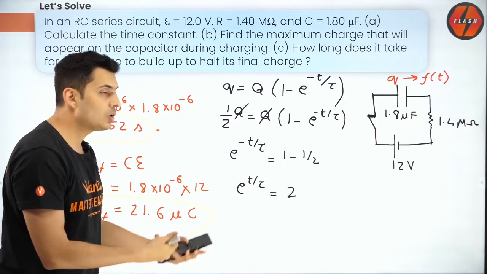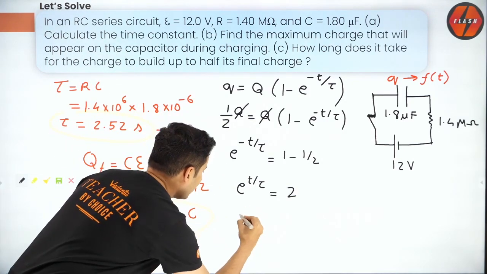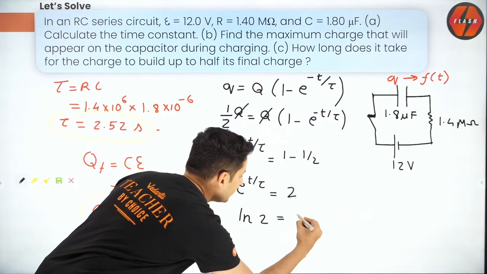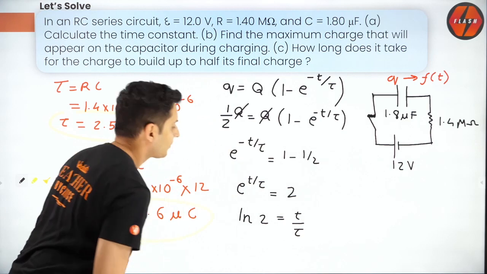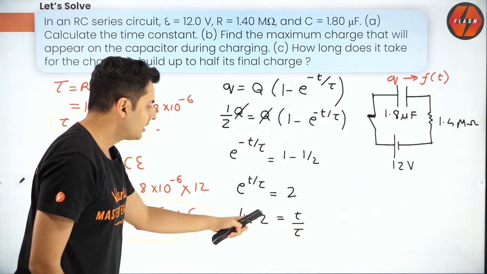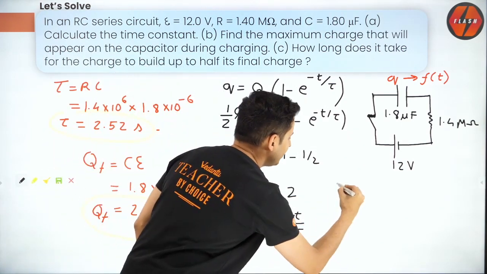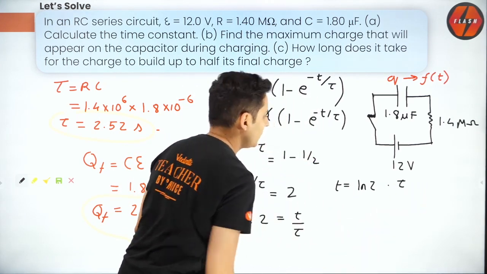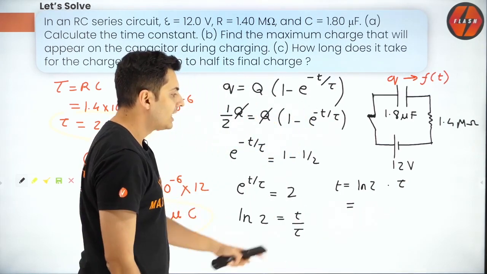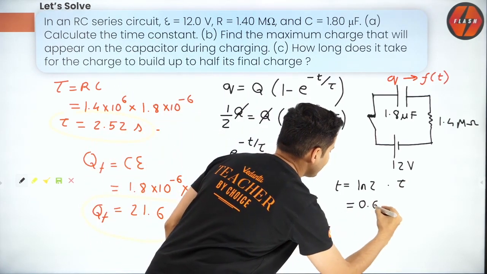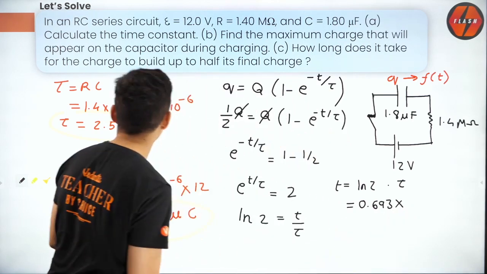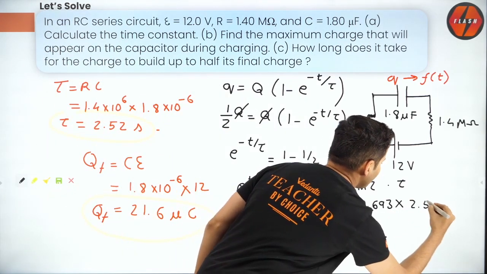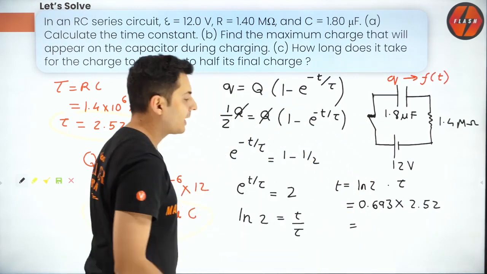Now if this is the scenario, use the definition of logarithms and you will get ln2 is equal to t by tau. Tau is the time constant. Now just shuffle it. t will be equal to ln2 multiplied by tau. And I know both the values. ln2's value is 0.693 and tau, I just figured it out, it was 2.52 seconds. So just multiply them and see what you get.